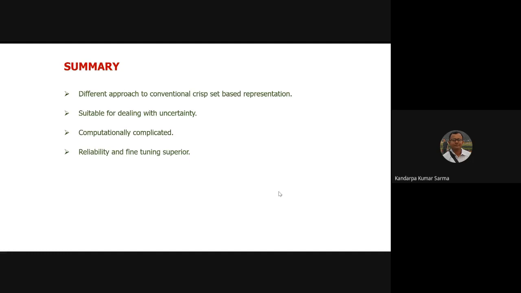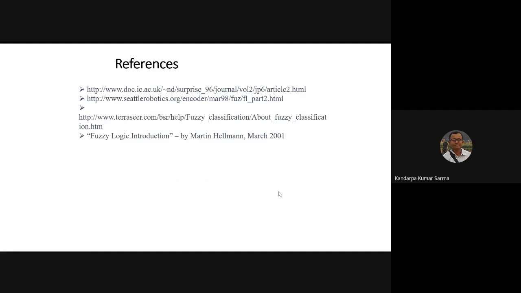So we can summarize here. We can use a range of approaches to conventional crisp set based representation for deriving fuzzy sets. We have found that fuzzy sets are suitable for dealing with uncertainty. Though there is some computational complexity, with that we can make reliability better. Since the reliability part is better, we can fine tune the response of the system or the network. Here are some references you can go through. Very good references.